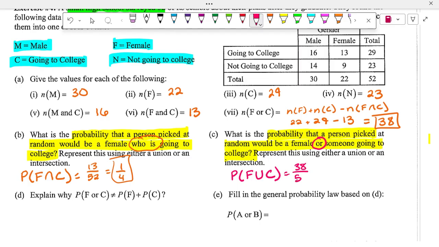38 out of 52. Which simplifies down to 19 over 26. I divide both the top and the bottom by 2. The 38 came from the question we just did, because we're finding female or going to college. We already found it. We just had to turn it into a probability.